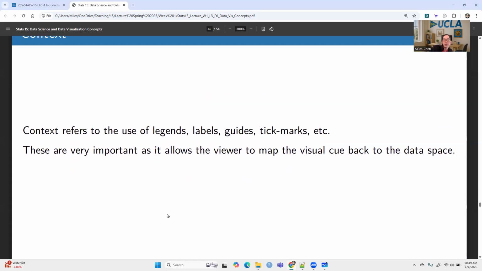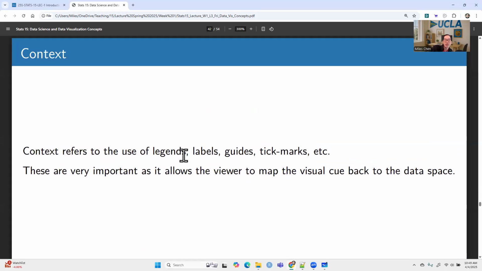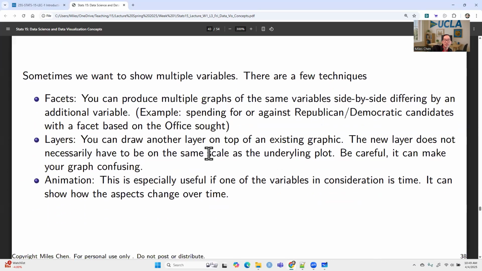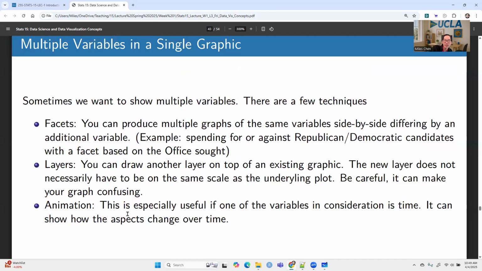We talked about this, the use of legends and labels and tick marks and axes, that's very important. Sometimes you want to show a bunch of different variables, and there's a few different ways you can do this. One is you can have facets. Facets are basically multiple graphs of the same kind of thing split up by different variables.